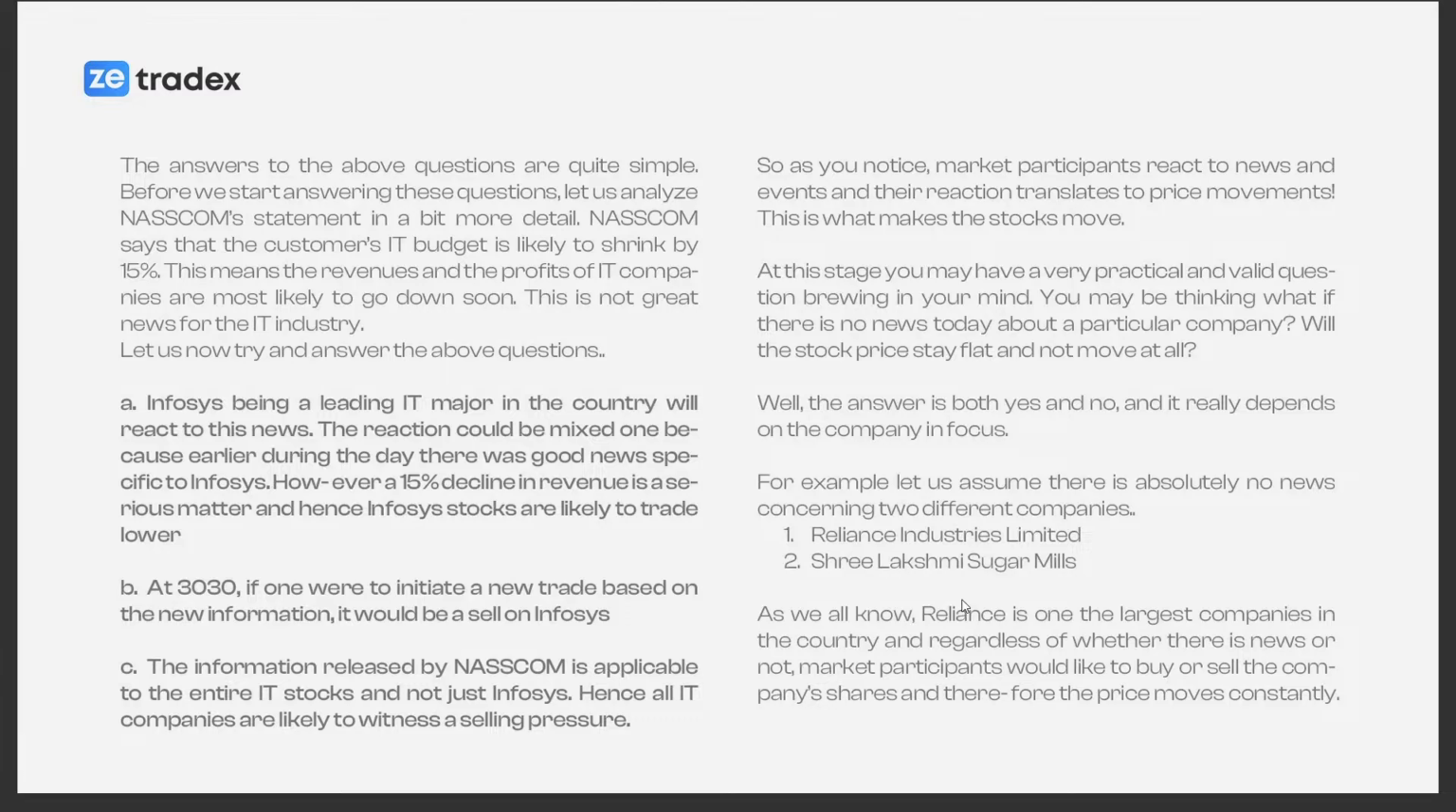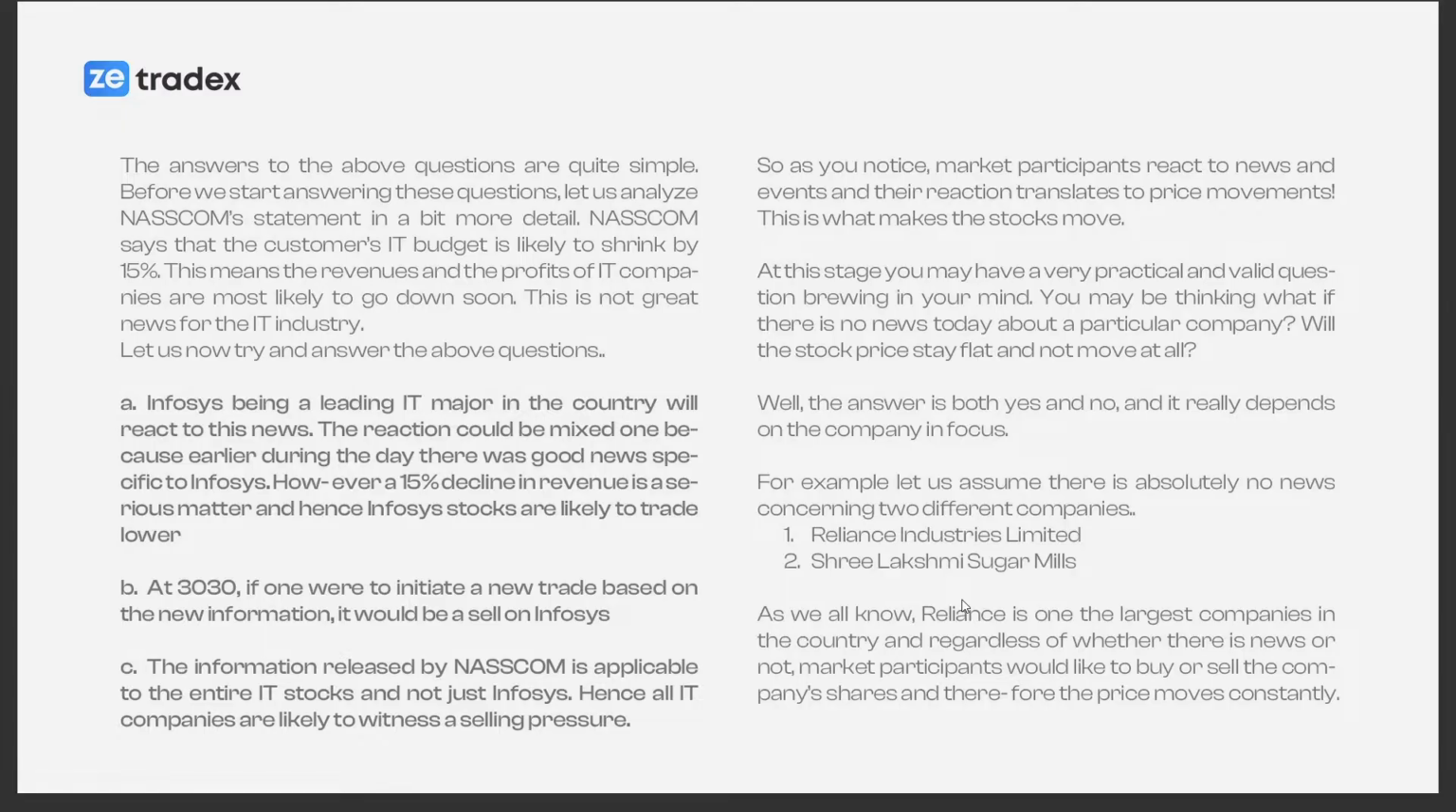Answers to the above questions are quite simple. Before we start answering these questions, let us analyze NASSCOM's statement in a bit more detail. NASSCOM says that the customers' IT budget is likely to shrink by 15%, and this means the revenues and the profits of IT companies are most likely to go down soon. This is not great news for the IT industry, but let us now try and answer the above questions.